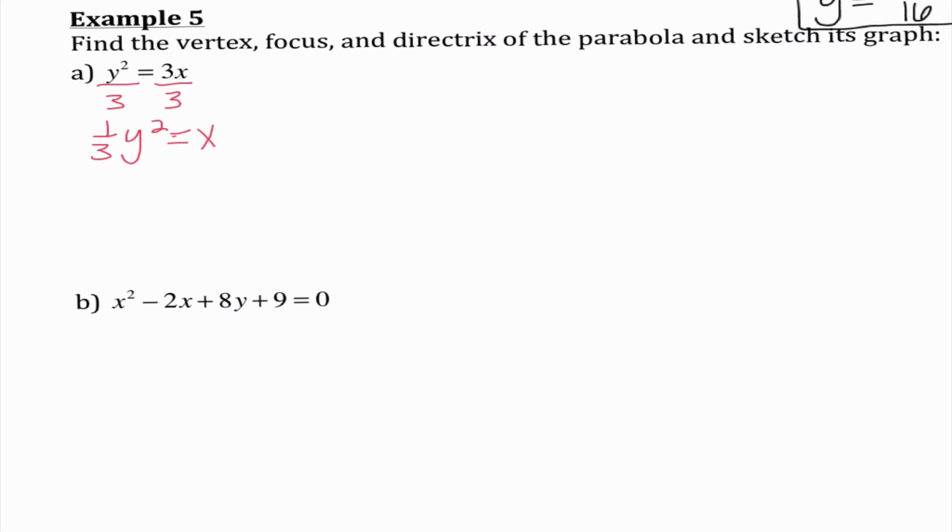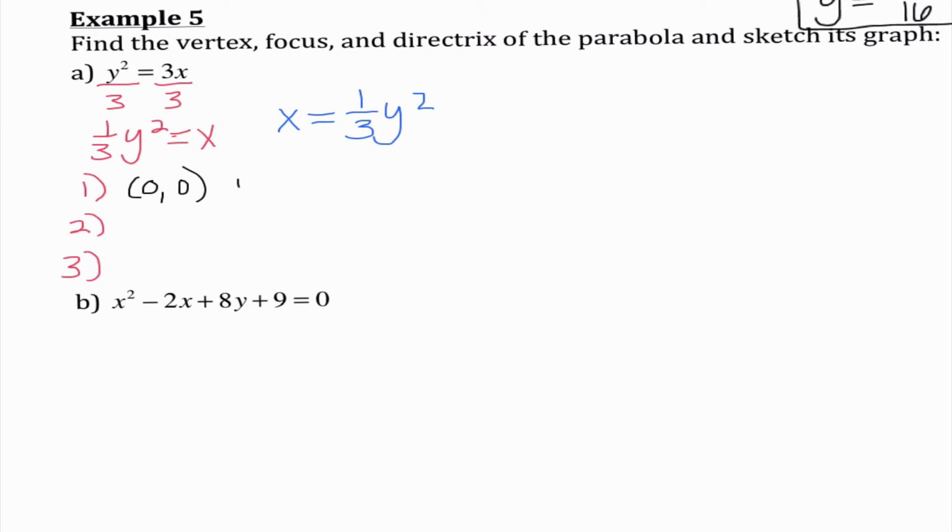So looking at this, I'm going to go ahead and write out our three characteristics. I know my vertex is 0, 0, because I don't have a number inside a parenthesis. So our vertex is 0, 0. Since this is an x equals equation, I know that it is either going right or left. 1/3 is my a value, and if you wanted to, we could flip this and write it as x equals 1/3 y squared if that makes it easier for you. So 1/3 is my a value. That is positive, so I know it's going to be going to the right.